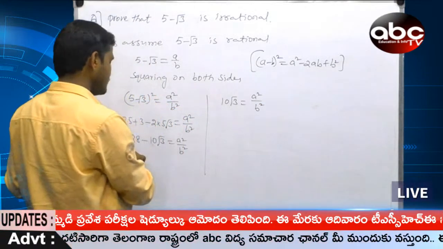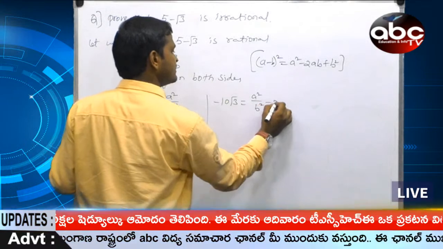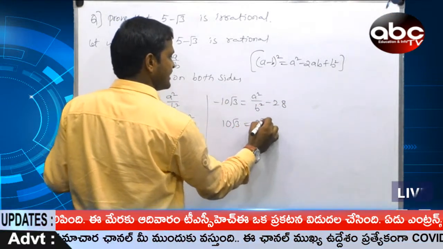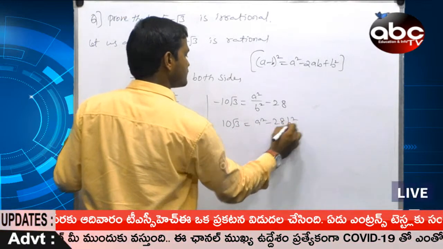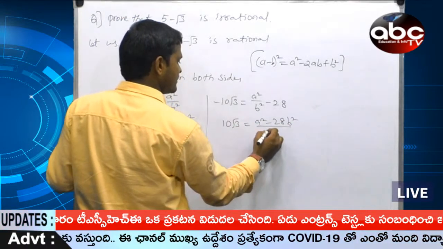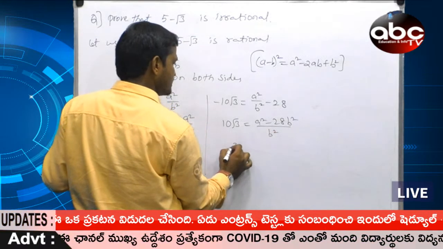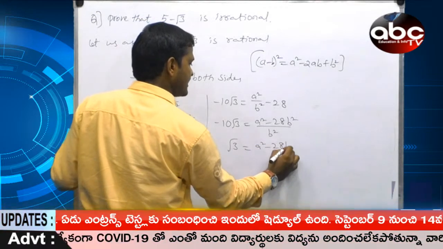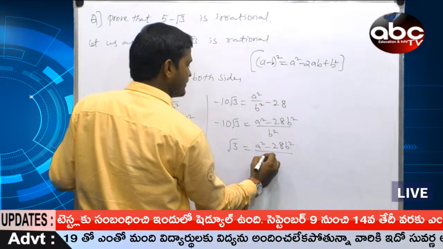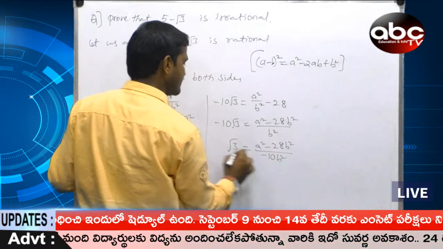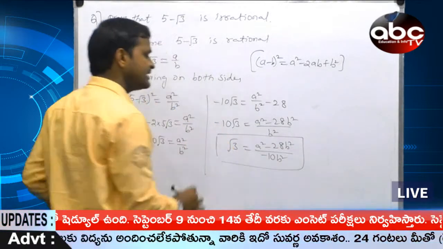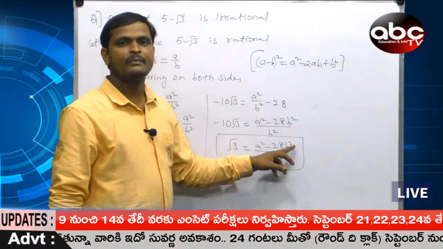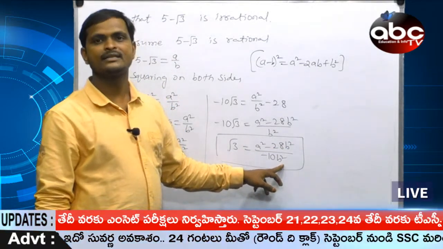Then plus 28 becomes minus 28. 10 root 3 is equal to (a square minus 28 b square) divided by b square. Root 3 is equal to (a square minus 28 b square) divided by minus 10 b square. Observe, students, here root 3 is irrational. (a square minus 28 b square) divided by minus 10 b square is rational.